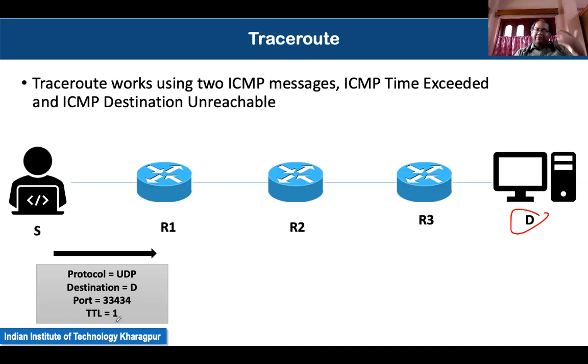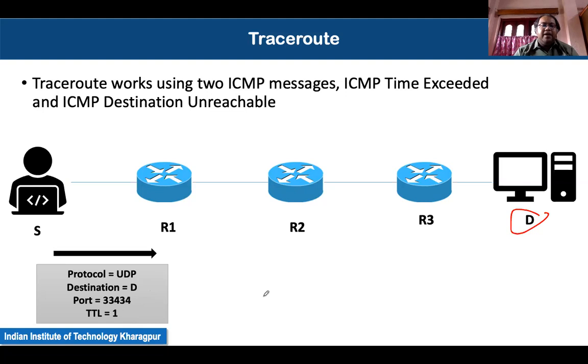At every hop, whenever a device receives a packet, it first decrements the TTL. After decrementing, if the TTL becomes 0, it drops the packet and sends back an ICMP message called ICMP time exceeded. Traceroute takes help of that particular ICMP message. It sets the TTL value to 1, so after the packet reaches the first hop towards destination D, the TTL becomes 0, and it sends back an ICMP time exceeded.